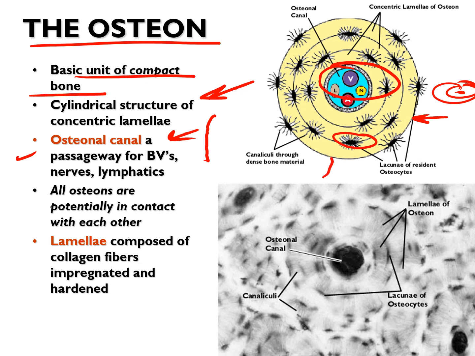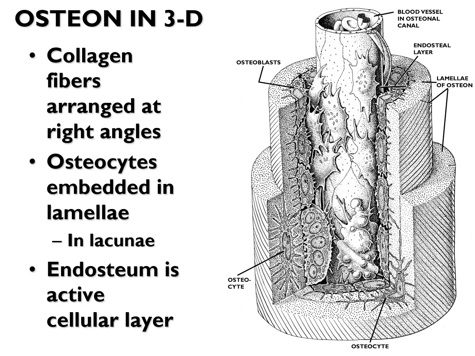Usually these lamellae are composed of collagen fiber type 1, and usually it's impregnated and hardened by deposition of the minerals. Again, this is the osteon in 3D. As I said, it consists of collagen fiber, and we can see these collagen fibers run at right angles from each other, and this is very important because this increases the strength of the osteon.